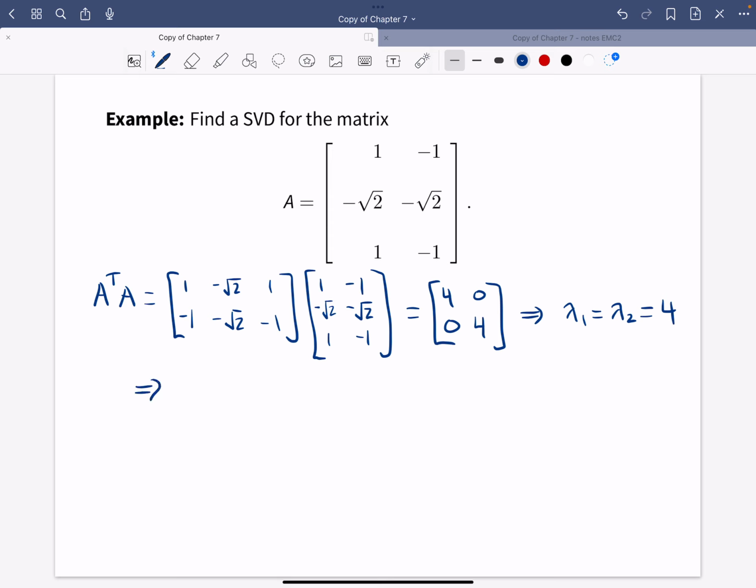And so that then tells us the singular values of A are just the square roots. Okay, so they're both just equal to 2. They're both just equal to the square roots of those eigenvalues.